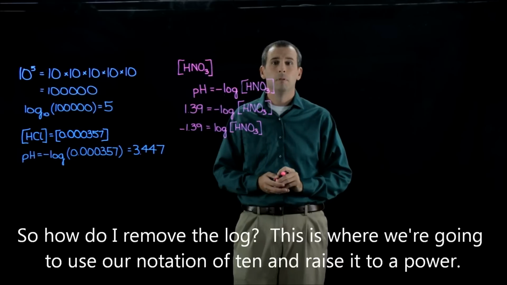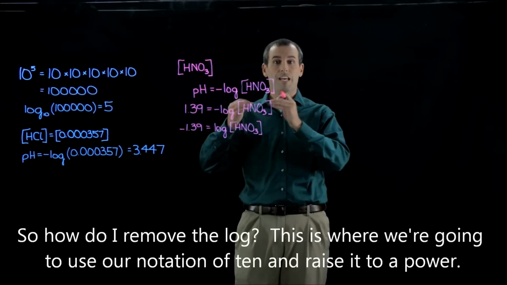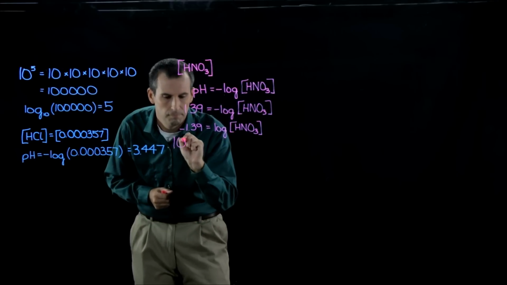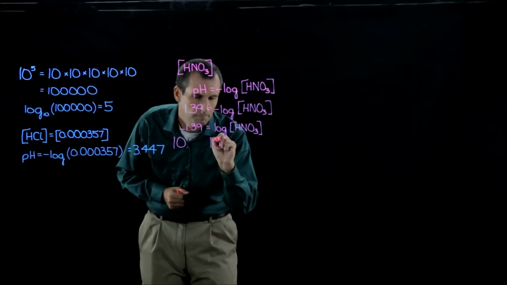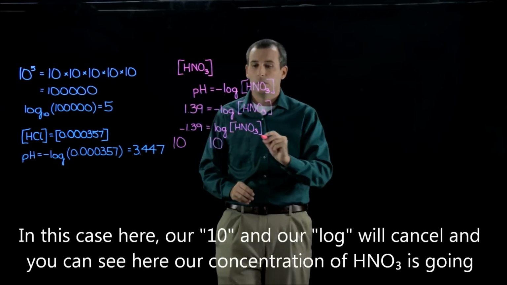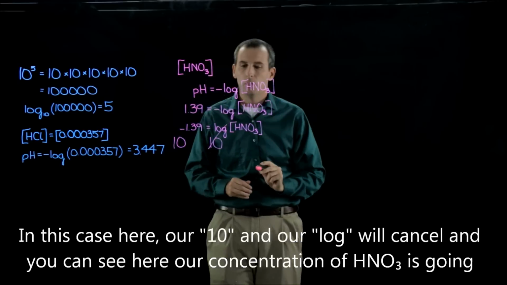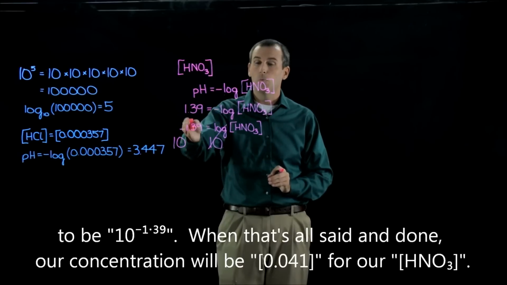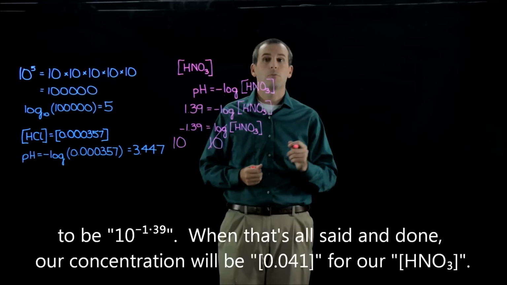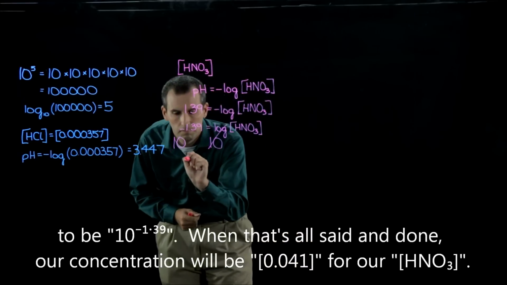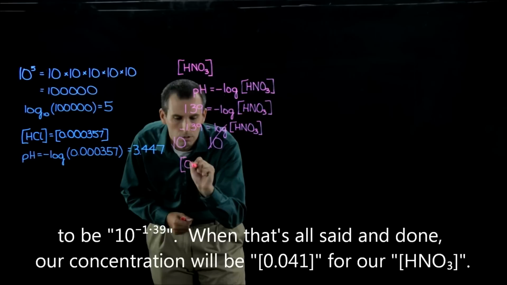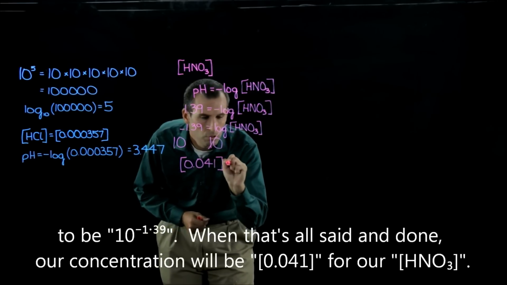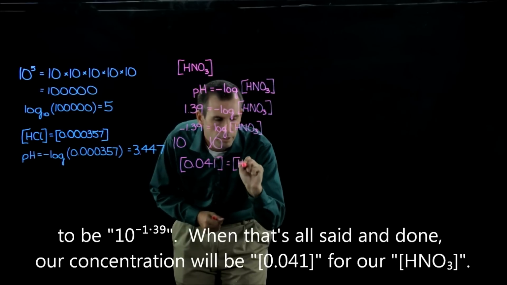So how do I remove the log? This is where we're going to use our notation of 10 and raise it to a power. In this case here, our 10 and our log will cancel. And as you can see here, our concentration of HNO3 is going to be 10 raised to the negative 1.39. And that's all said and done, our concentration will be 0.041 for our HNO3.